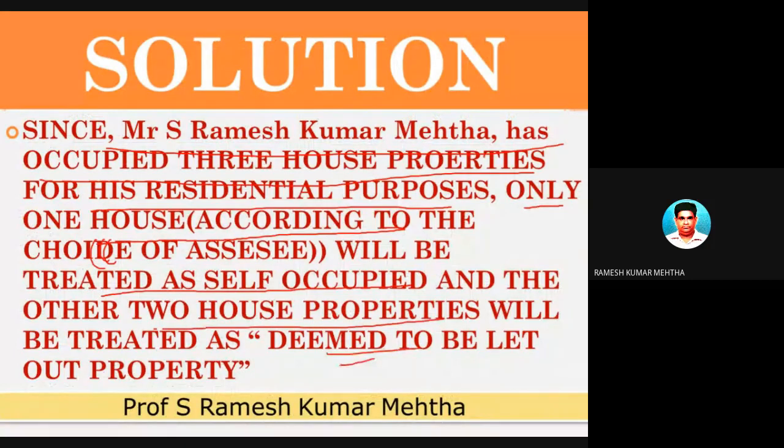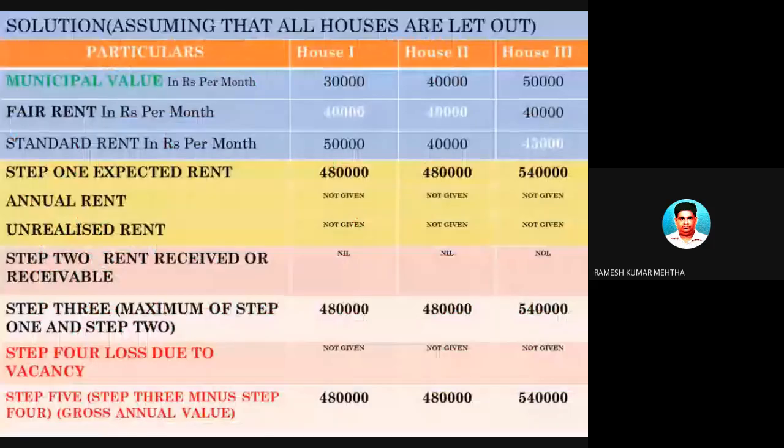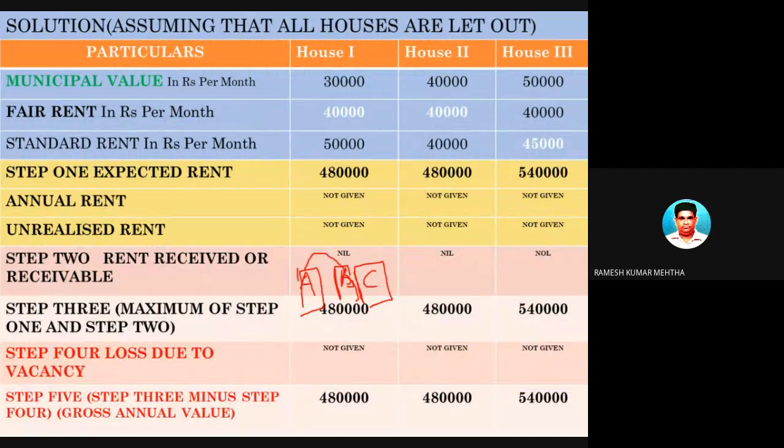So what does it mean? It means that in this case, he has three houses A, B, C, and he's claiming that he's occupying these house properties and using them for his own purpose. But the rule says that he has to show only one as self-occupied, and the other two as deemed to be let out, irrespective of whether he's letting them out or not. He can't state that he's residing in all three houses. So he has to show one as self-occupied, and automatically the other two will be deemed to be let out. The word is deemed to be let out.